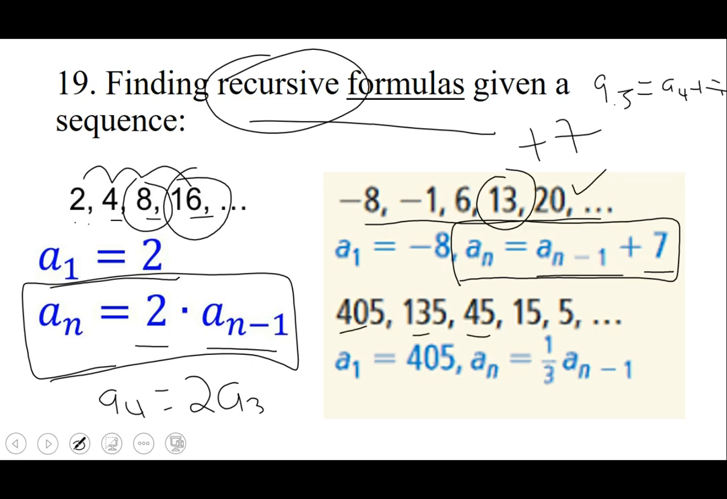405, 135, 45, 15. If you're trying to find the pattern here, the numbers are clearly going down, and they all appear to be going down by the same factor, which is they're all being multiplied by 1/3. So the fact that they're being multiplied by 1/3 is what tells us that in our formula, to find any value in the sequence, you're going to multiply 1/3 times the previous value.